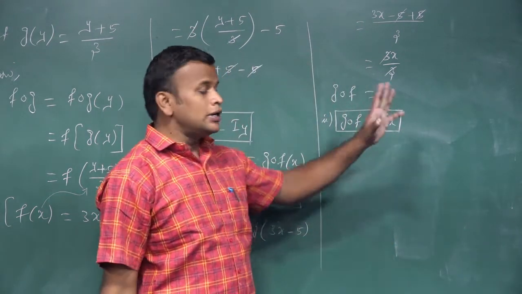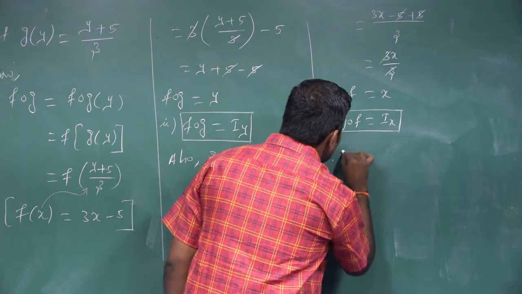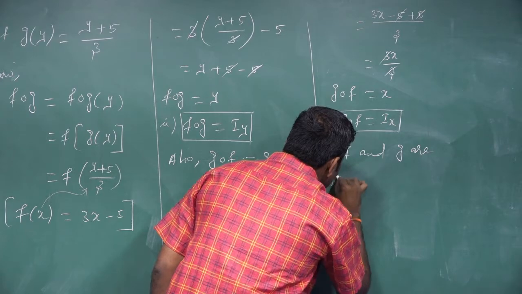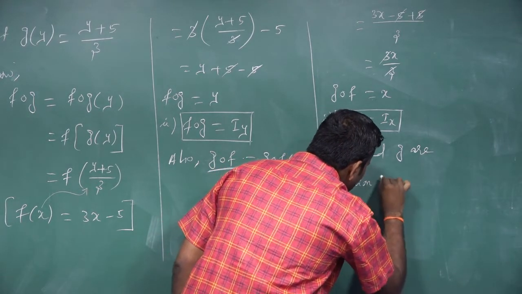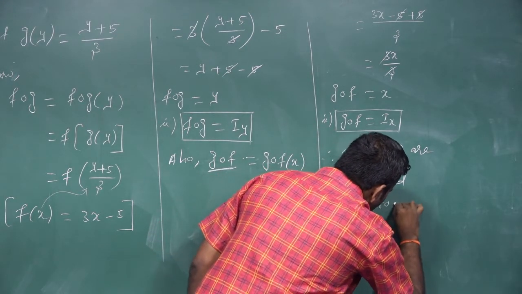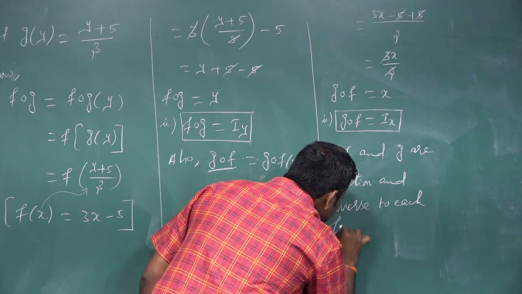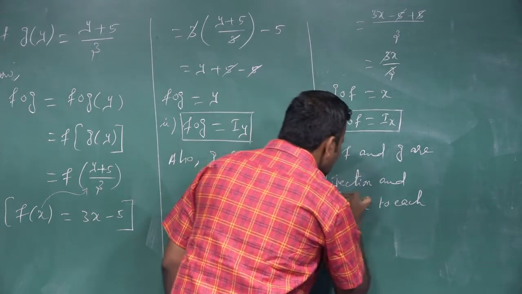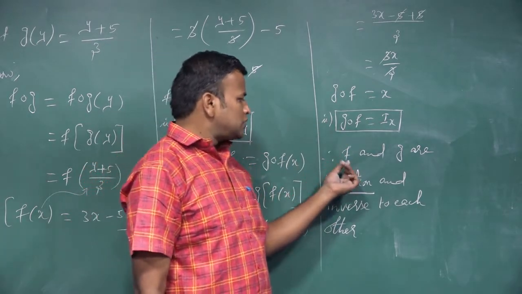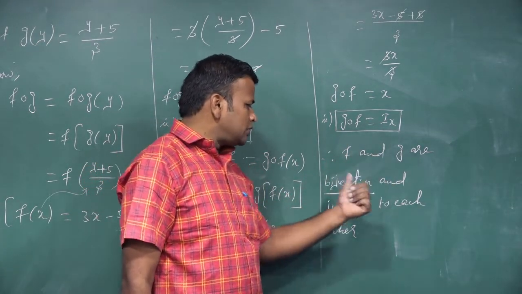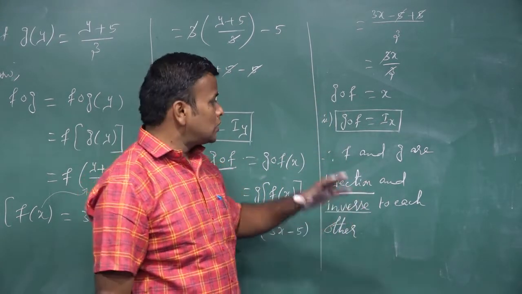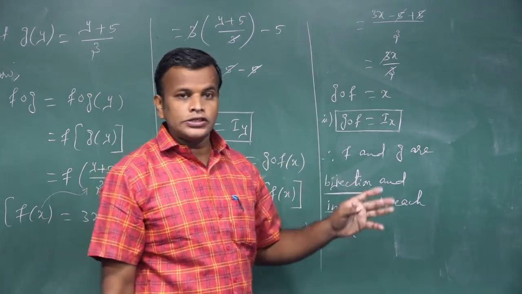So g dot f is also an identity. Therefore, f and g are bijections and inverse to each other. Both the function values are an identity. Therefore, we say the two functions f and g are bijection functions and also inverse to each other. That is, f function and g function are inverse to each other.